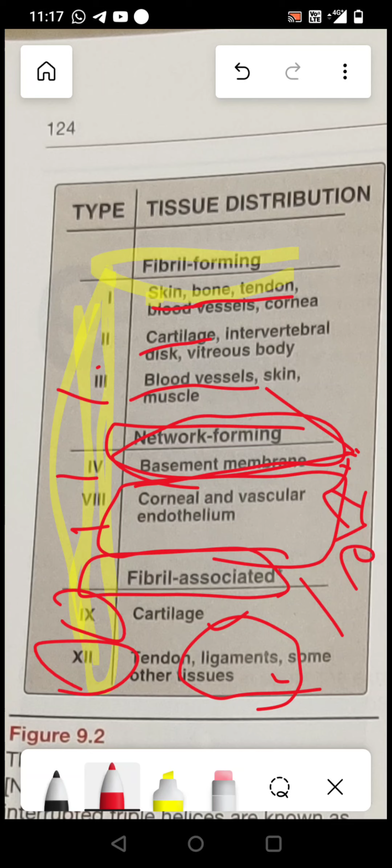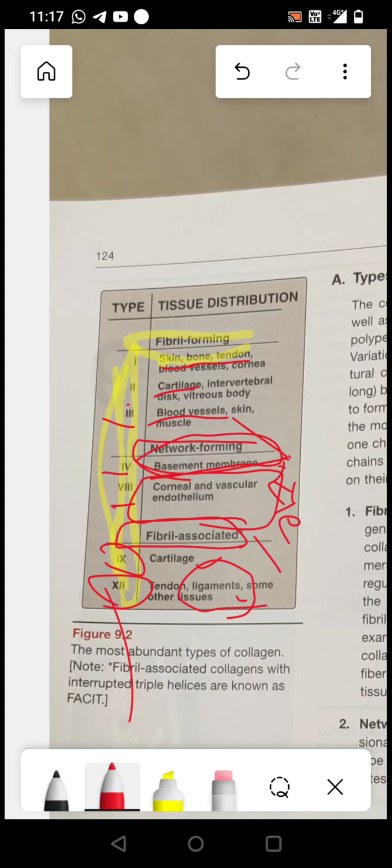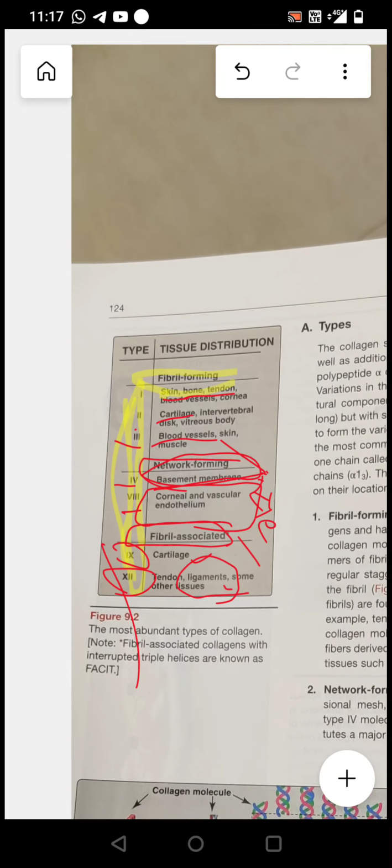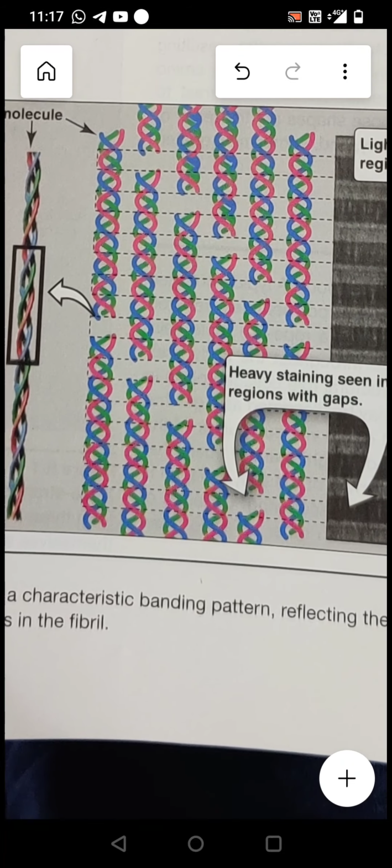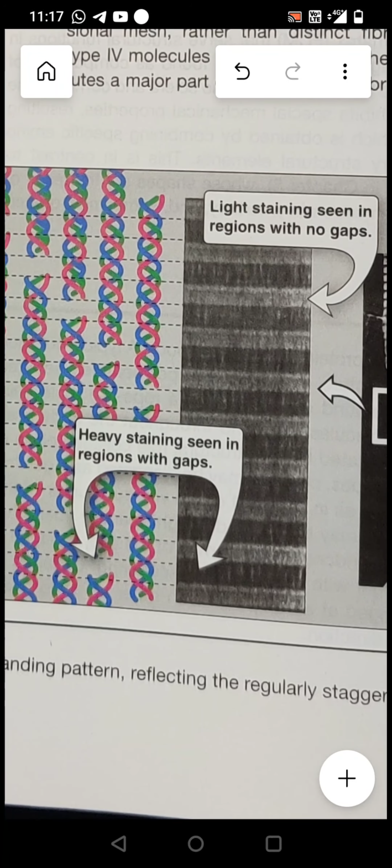Right. Now that that part is over, we go to the basic structure of the collagen, right? Good. Yeah, let's see the structure of the collagen, okay, in a little more detail.